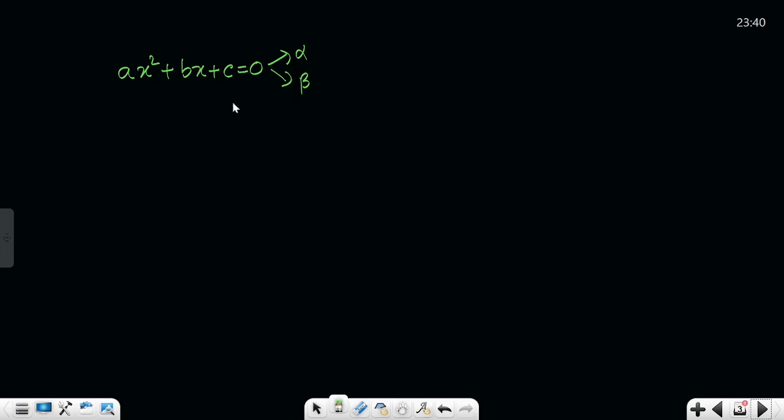So if alpha and beta are two roots of our quadratic equation, ax squared plus bx plus c equal to 0, then from here we can write two things: a alpha squared plus b alpha plus c equal to 0, and a beta squared plus b beta plus c equal to 0. Remember these two very basic things. You should know this. Now we will go over our main topic.